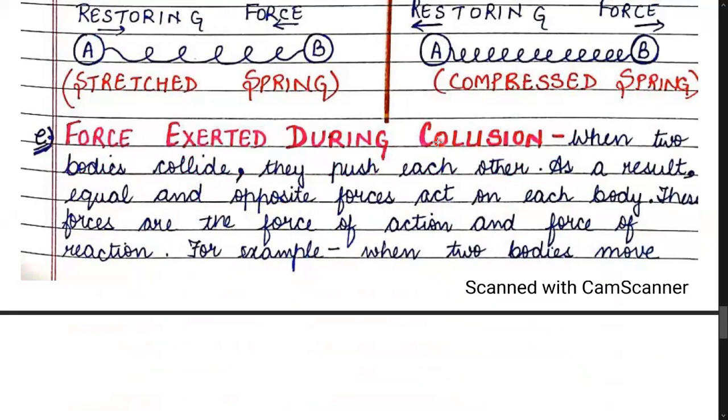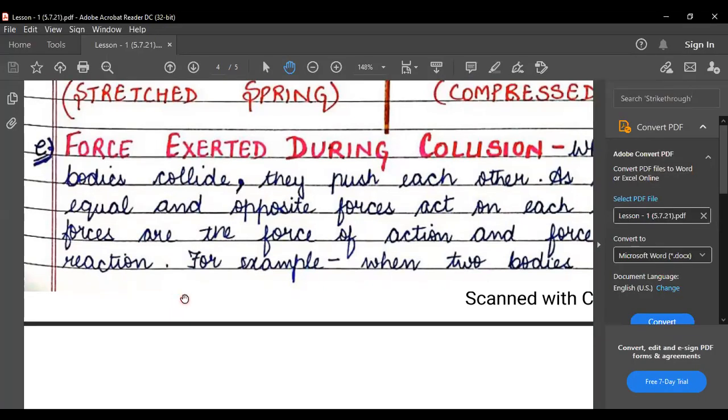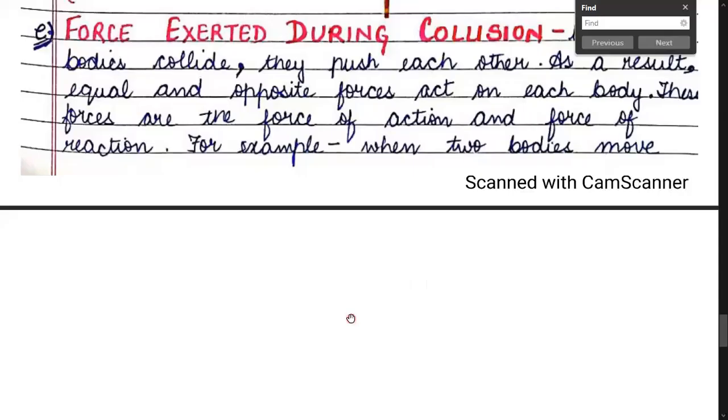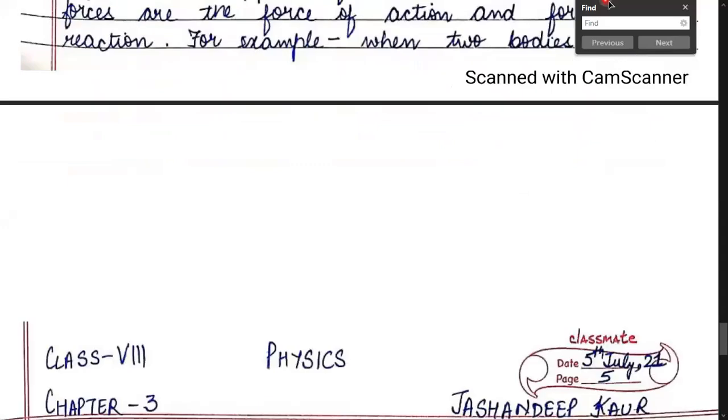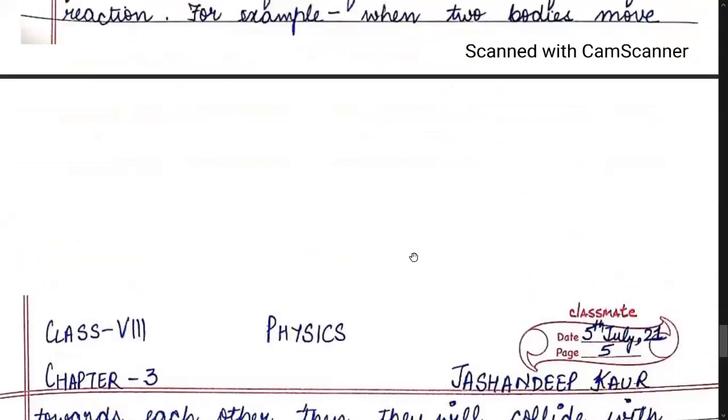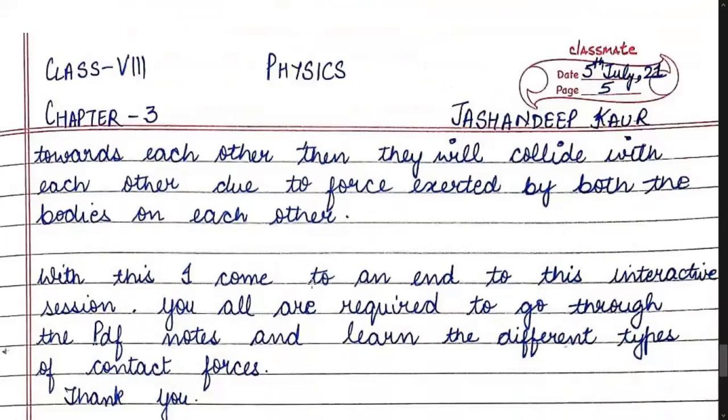It happens sometimes that if you strike an object with another object, then both objects will apply opposite forces to each other. The same happens when there is a collision between two vehicles. The same will happen here also. So children, when two bodies move towards each other, they will collide due to the force exerted by the bodies on each other.